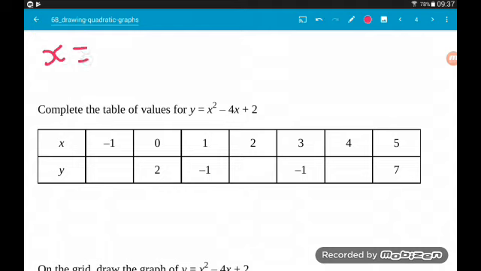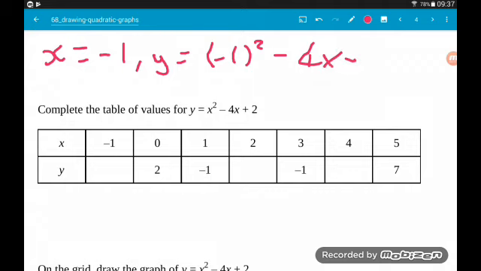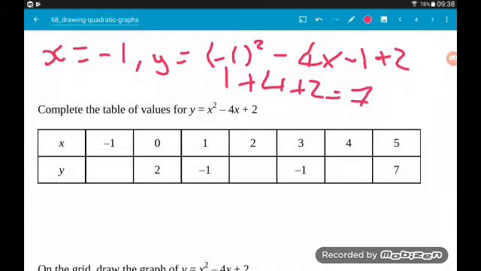So when x equals minus 1, y is minus 1 squared minus 4 times minus 1 and then plus 2 on the end. So minus 1 squared is positive 1. Then we've got minus 4 times minus 1. Minus times a minus is positive, so that becomes plus 4. And then we've got plus 2 at the end. So 1 plus 4 plus 2 on a good day is 7. So there's our first missing value.